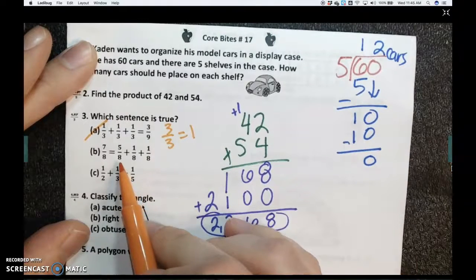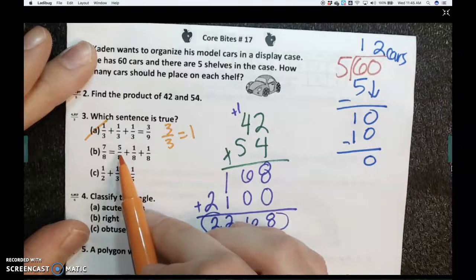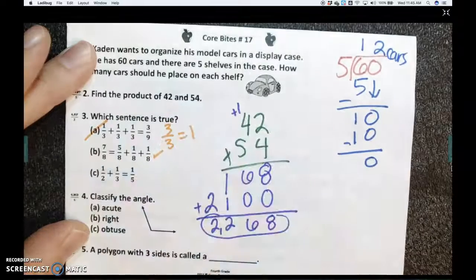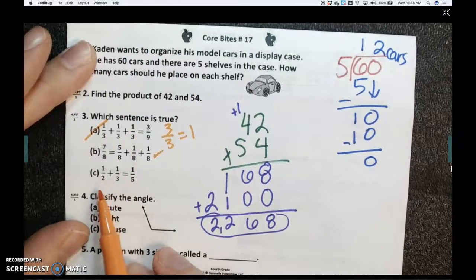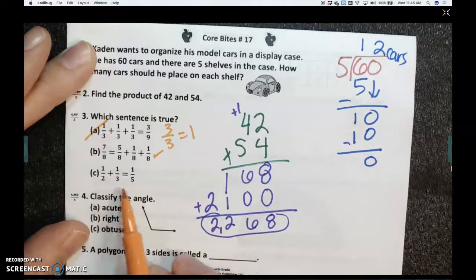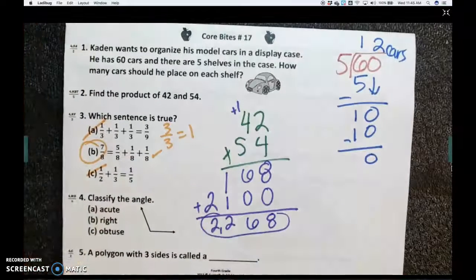Then we have 5/8 plus 1/8 plus 1/8. Okay, so they all have the same denominator. So if you do 5 plus 1 plus 1, 5, 6, 7, that would give you 7/8. And then here we have 1/2 plus 1/3 equals 1/5. You do not add the denominators whenever you do addition. So that is not right. So the correct answer would be B. 5/8 plus 1/8 plus 1/8 gives you 7/8.